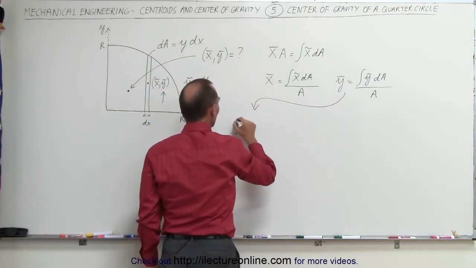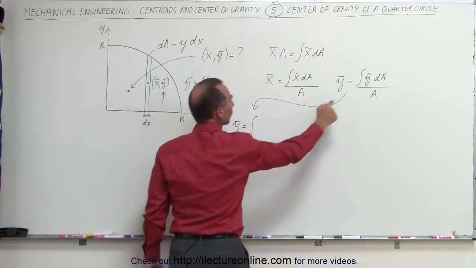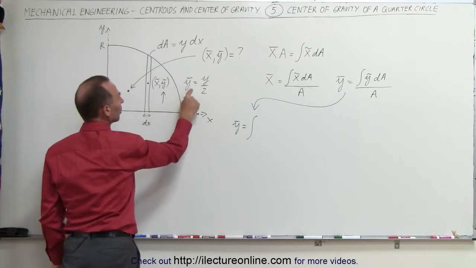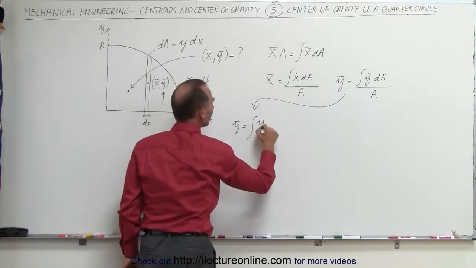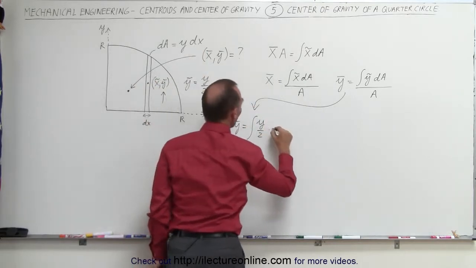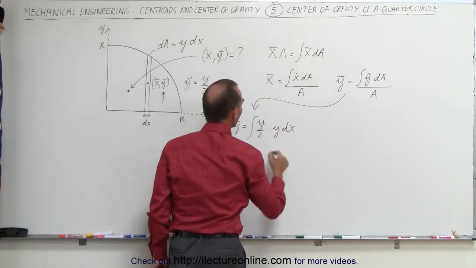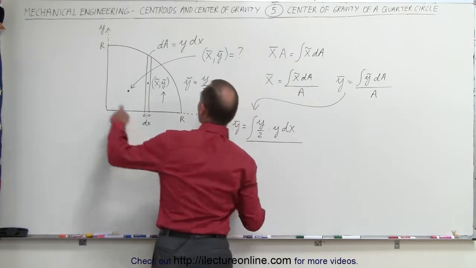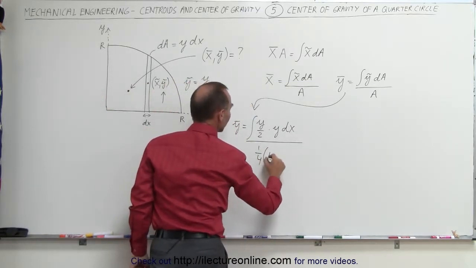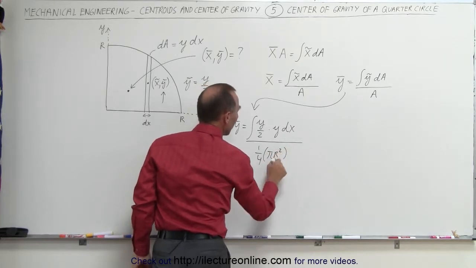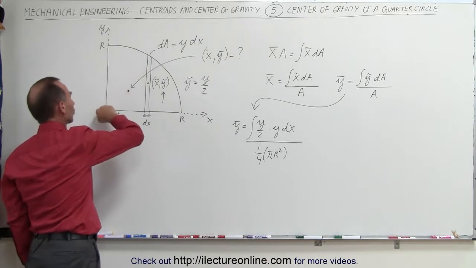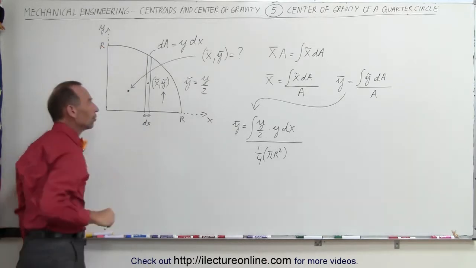We're going to find our y coordinate that is equal to the integral of the y coordinate of that little segment, and the y coordinate of the little segment is equal to y divided by 2 multiplied times my dA. My dA is equal to y times dx, and then we take the whole thing and divide it by the area of a quarter circle. That would be 1/4 times pi r squared. Pi r squared is the area of the full circle. 1/4, that will be the area of a quarter circle. Notice that the radius of the circle is equal to r.